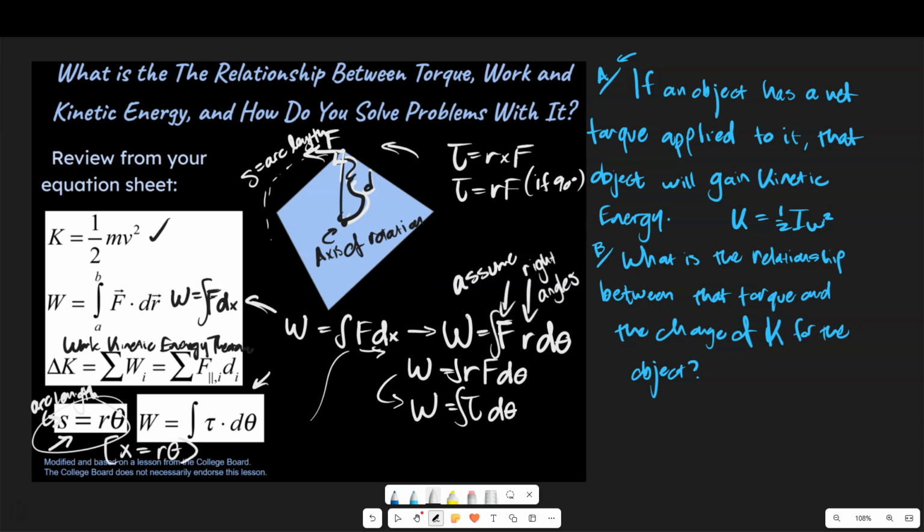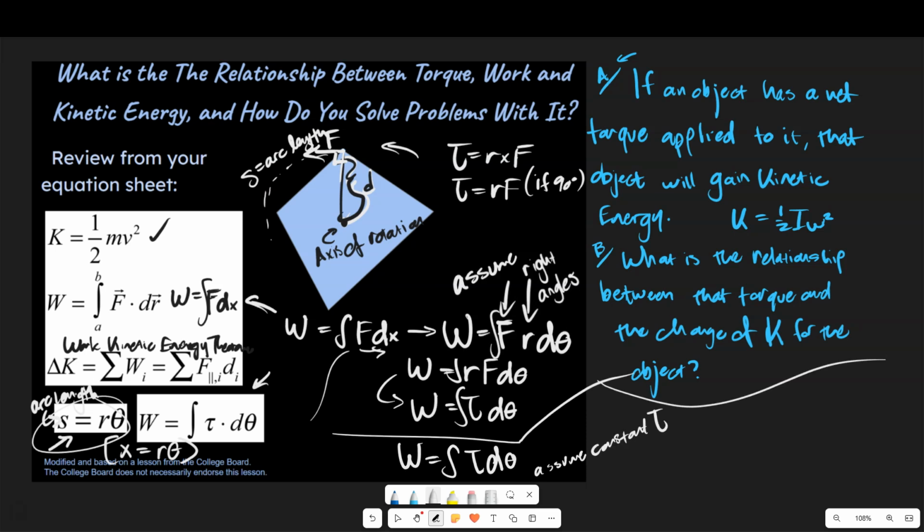Alright, now there is a rotational work kinetic energy theorem that we can get to as well, and so I do want to talk you through that briefly. If we said work is equal to the integral of tau d theta, well let's assume a constant torque. If we do that, then we can say work is equal to torque, and pull this out here, and we just have the integral of d theta. Well, that is simply saying work is equal to tau times delta theta, because the integral of d theta is delta theta.